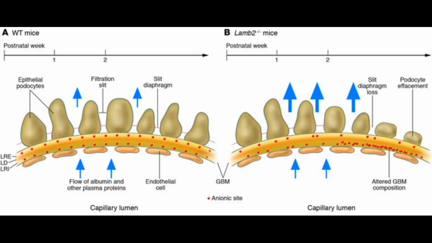Lamina densa is a thicker, dense layer, while lamina rara interna and lamina rara externa are thin layers. Lamina rara interna is present on the endothelial side of the glomerular basement membrane, while lamina rara externa is present on the epithelial side of the glomerular basement membrane. So, if we talk about the layers of the basement membrane in sequence, first comes lamina rara interna, then lamina densa, then lamina rara externa.